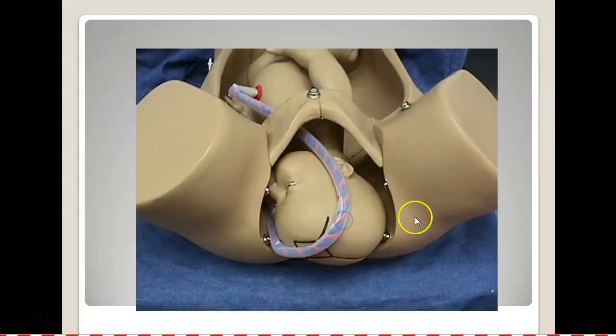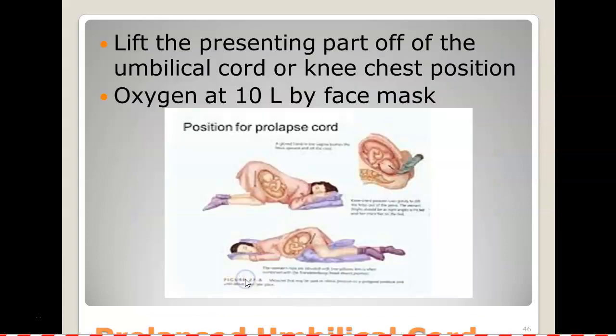So this is just a picture of what it would look like. So the cord comes out, and then the head compresses the cord against the cervix, and that's what's compressing that oxygenation to baby. If a cord were to come out, you want to make sure that you lift the presenting part off of the umbilical cord, or have the mother go to the knee chest position.